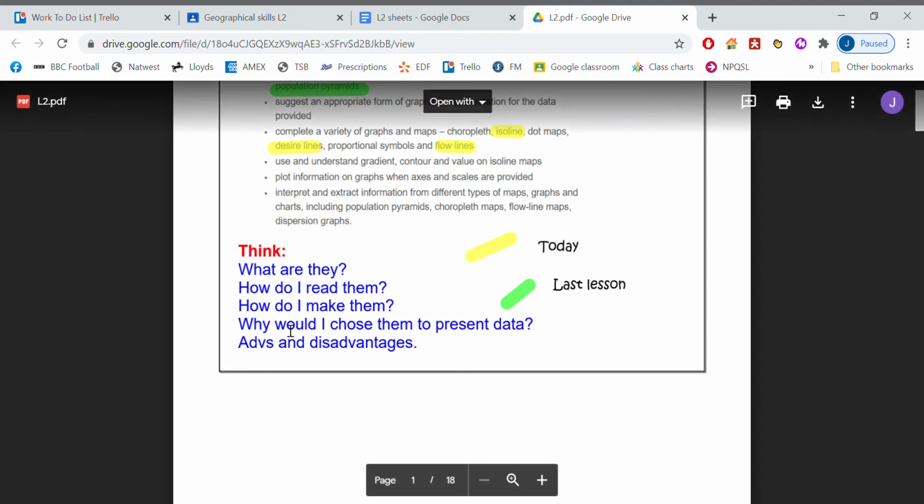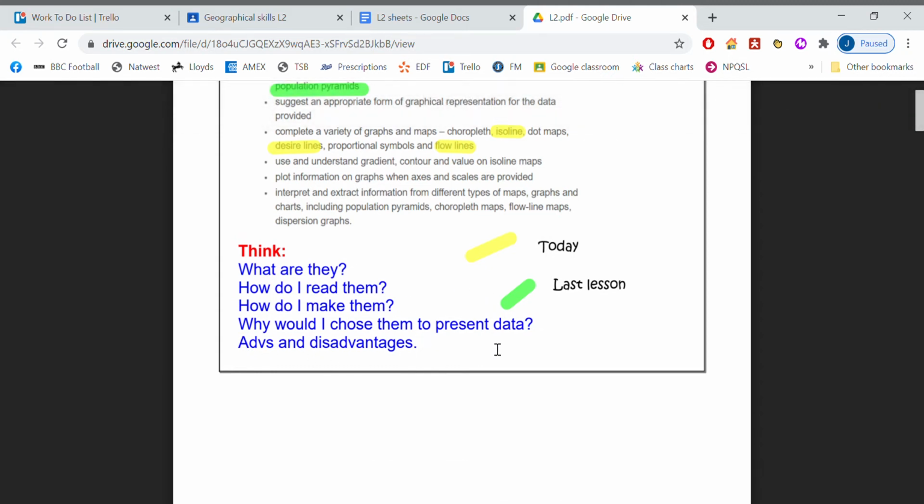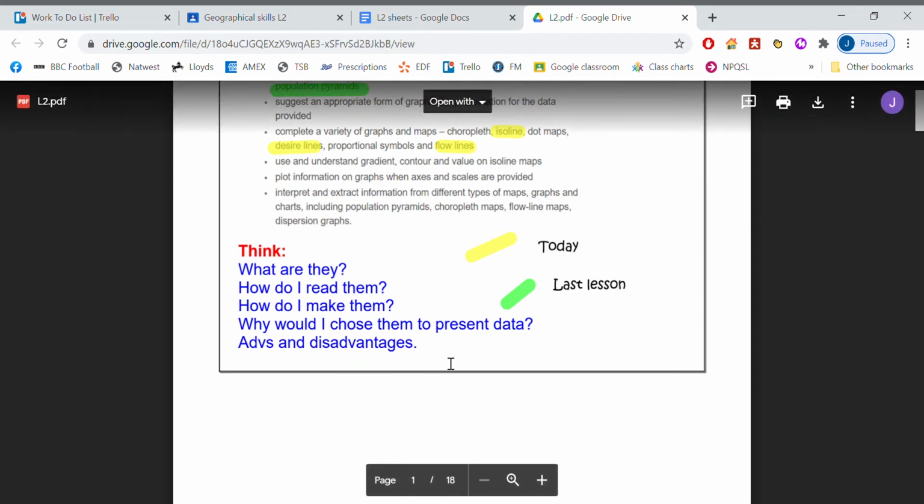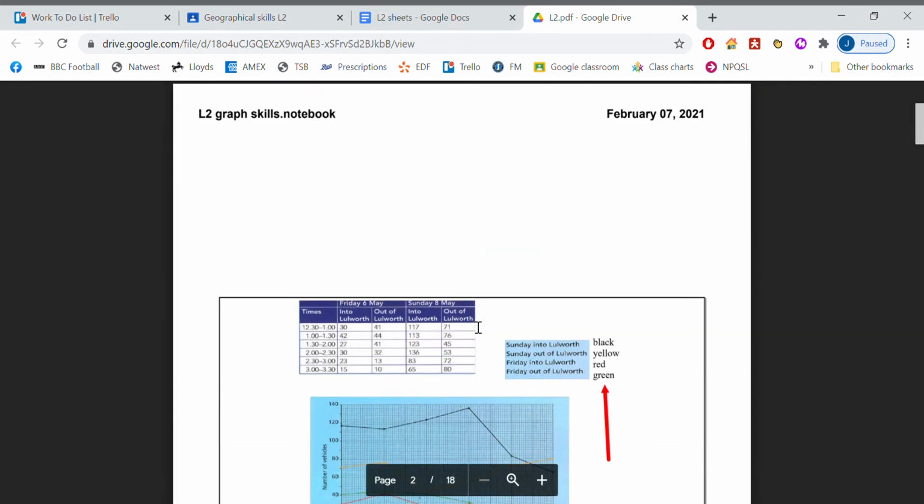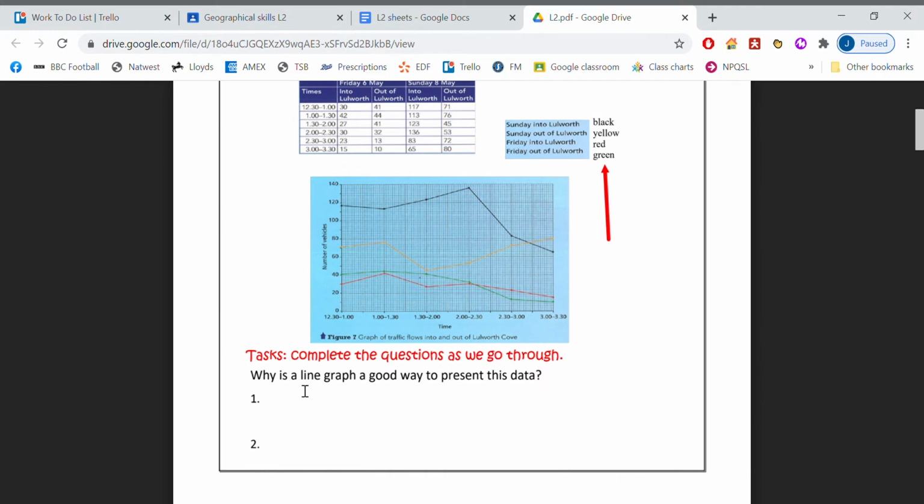So the first thing is to think about, do you know what they are? Do you know how to read them? When would you use them? Do you know anything already? Okay, and then you can start to have a look. So it says here, complete the questions as we go through.